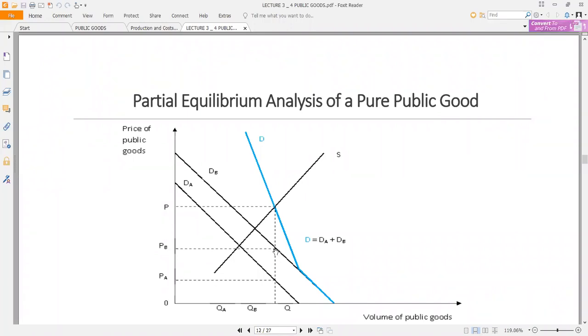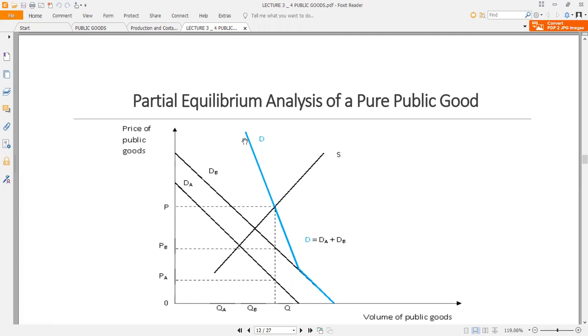Then for individual B, this is where the demand curve crosses the quantity line. So he will be willing to pay a price PB. So this is the benefit, the value that he puts on the street light. So when you add the two prices that these people are willing to pay, that will give us the market price for this public good. So assuming this person is paying 10 cedis and this person is paying 15, then it means that we'll be able to use the 25 cedis to provide this public good.